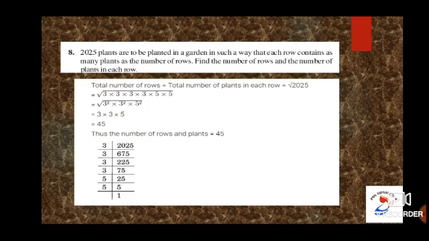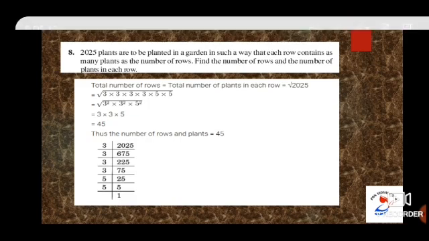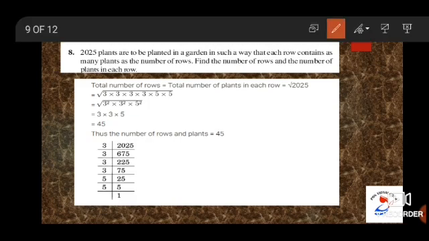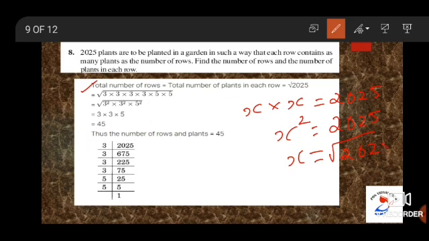2025 plants are to be planted in a garden in such a way that each row contains as many plants as the number of rows. Find the number of rows and number of plants in each row. So children, they have given that total number of rows is equal to total number of plants in each row. So both are same. Number of rows is x, number of plants is also x. So x into x is equal to 2025. X into x is nothing but x square is equal to 2025. So x is equal to square root of 2025.